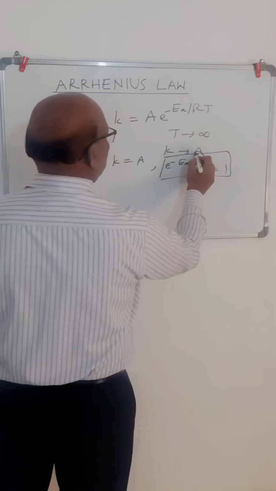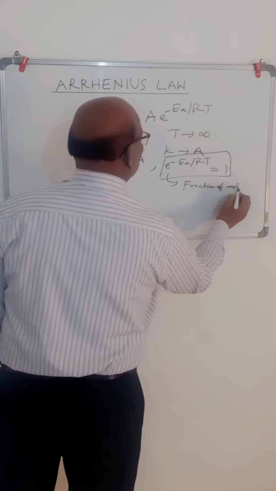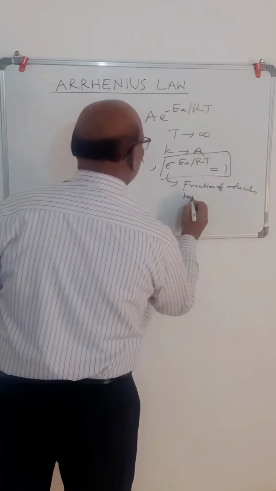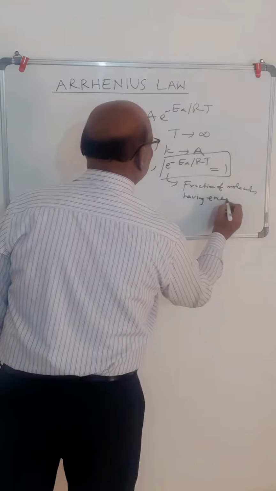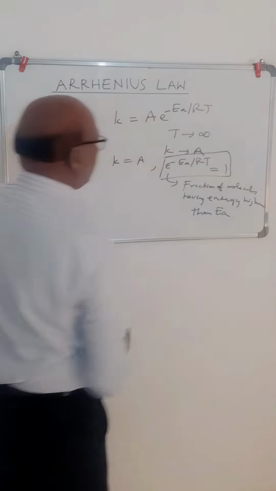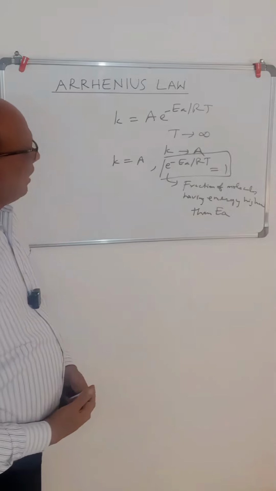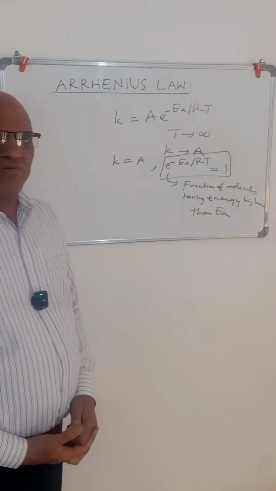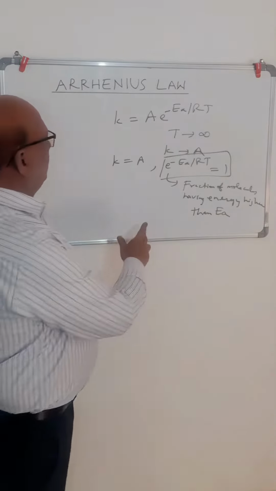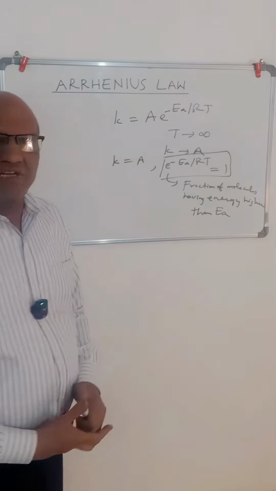Actually e raised to the power minus Ea by RT is nothing but the fraction of molecules having energy higher than activation energy. यानी कहने का मतलब ये है, अगर fraction of molecules having energy higher than activation energy is 1, that means all the molecules present are having energy higher than activation energy, which is not possible. So we can say that as we increase the temperature, this rate constant approaches A, but it will never become equal to A.